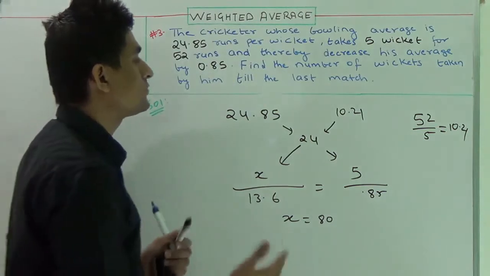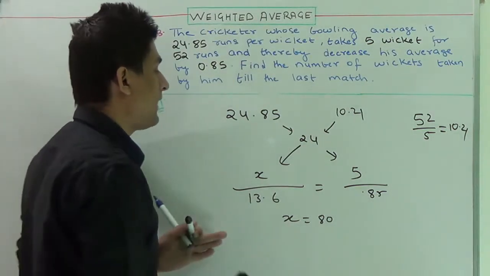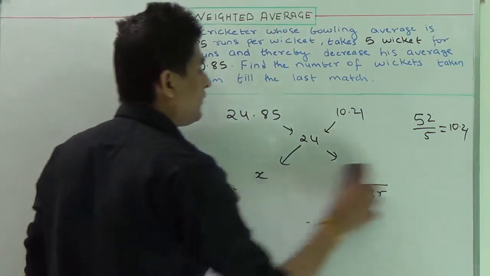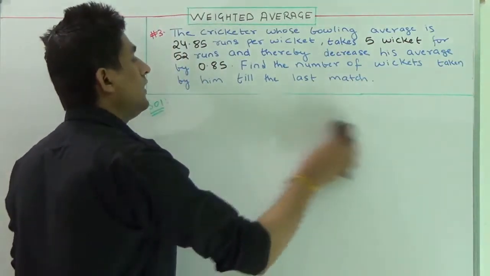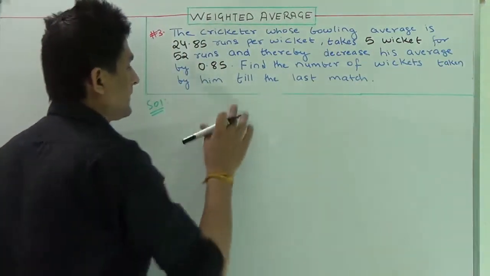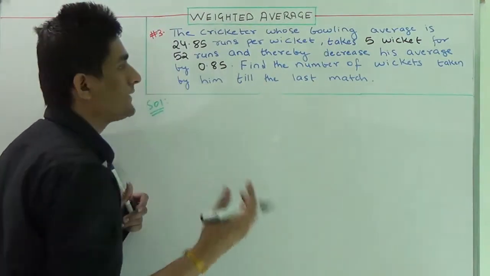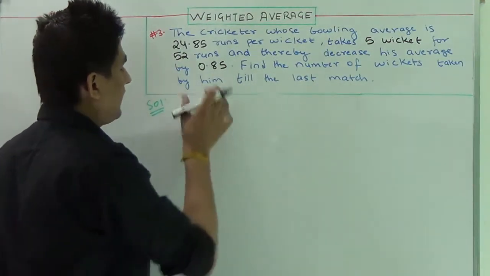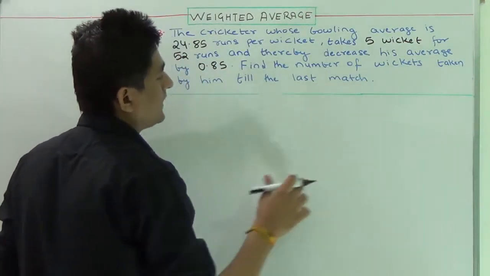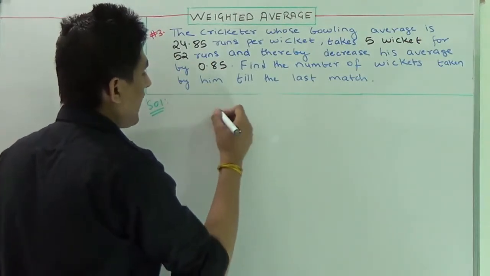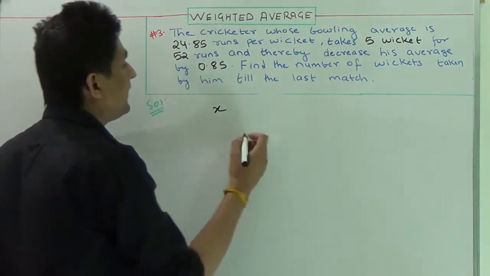This question was reduced to a simple equation by alligation. If you had solved this question by the basic method, it would have been somewhat lengthy. Sorry, I'm solving this question by the basic method also. In the basic method, in order to calculate his average, we would have to find the total number of runs he gave and divide it by the total number of wickets he has taken. So I have assumed that he has taken x wickets before the last match he played.